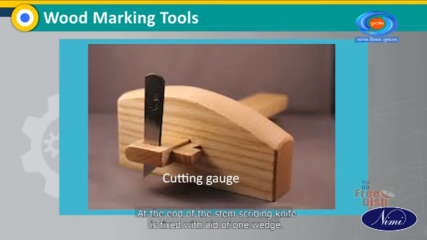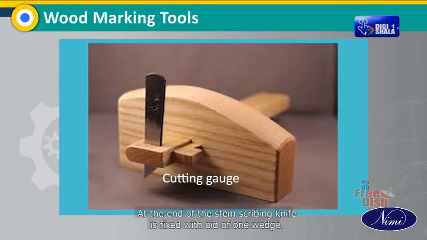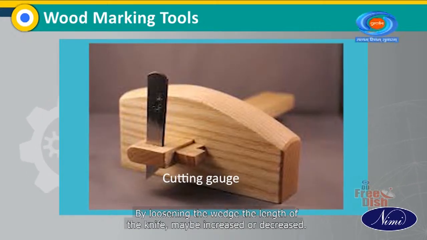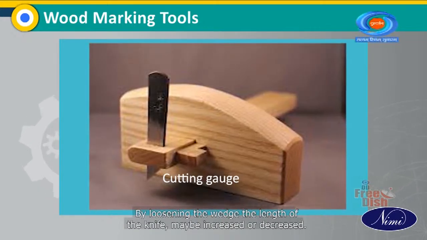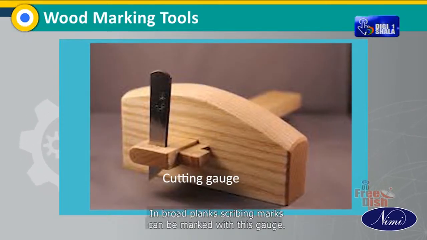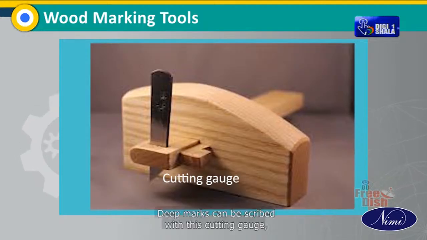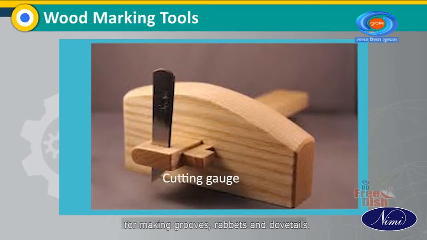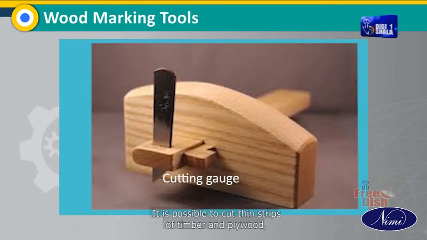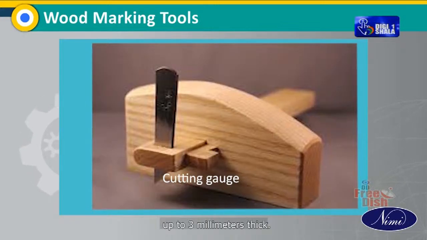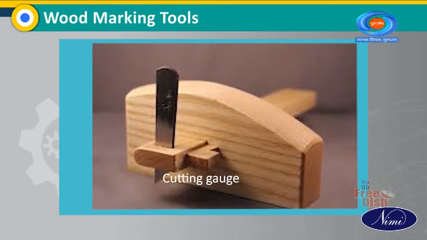Cutting gauge. At the end of the stem, a scribing knife is fixed with the aid of one wedge. By loosening the wedge, the length of the knife may be increased or decreased. In broad planks, scribing marks can be made with this gauge. Deep marks can be scribed with this cutting gauge for making grooves, rivets, and dovetails. It is possible to cut thin strips of timber and plywood up to 3 mm thick.